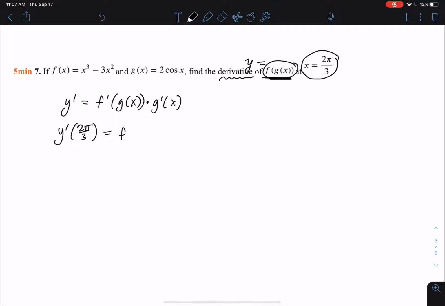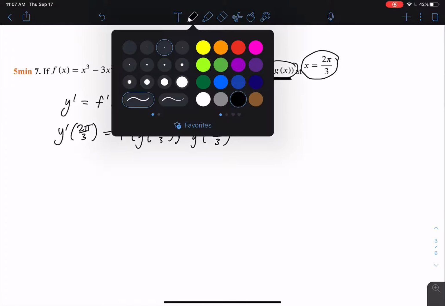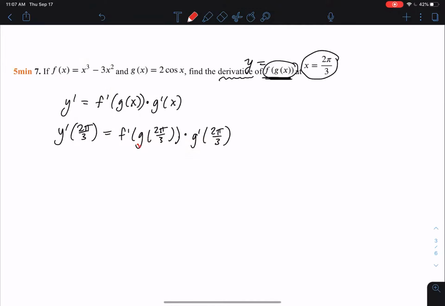So we're finding f prime of g of 2 pi over 3 times g prime of 2 pi over 3. Okay, now we've done as much as we can with our symbols. This is now where we can find the inside guy first. So g of 2 pi over 3, I can find that just by plugging it in. So let's write that down, show our work. G of 2 pi over 3 is the same as 2 cosine 2 pi over 3.